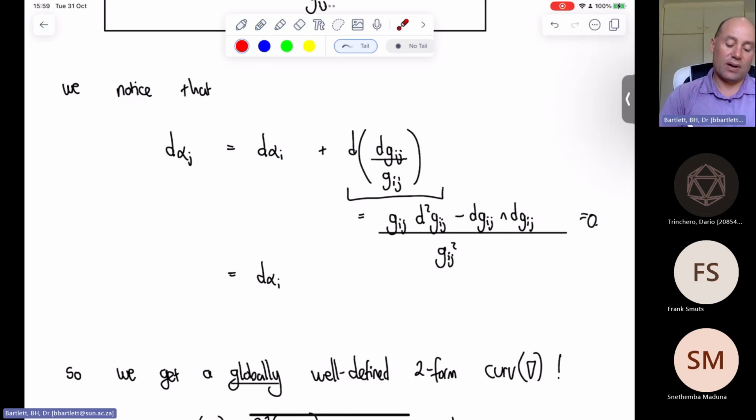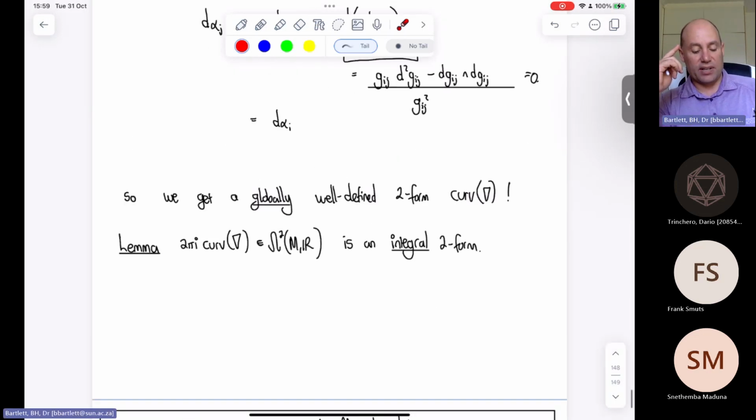So on each open set UI, it's defined to be d alpha I. And that is consistent because on the intersection, that formula will agree with the formula that you're getting from uj. So it's a globally well-defined two-form. The curvature of the connection.